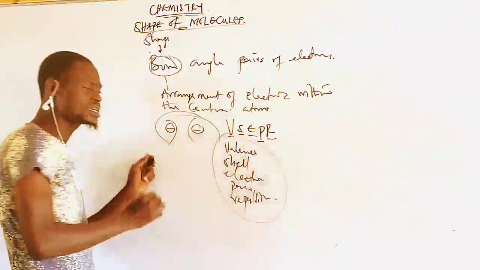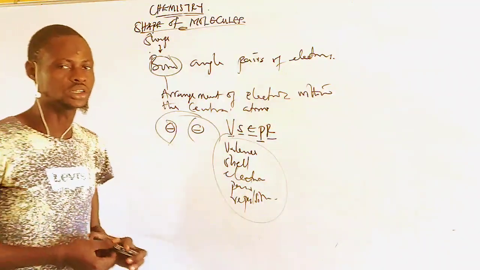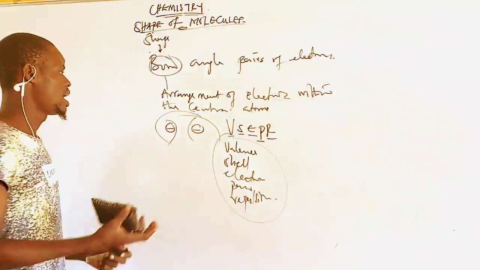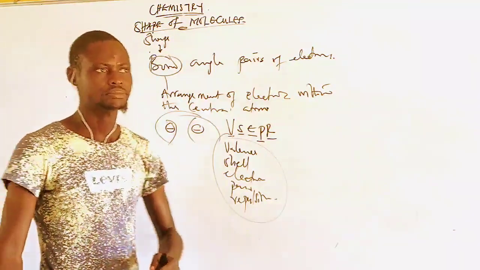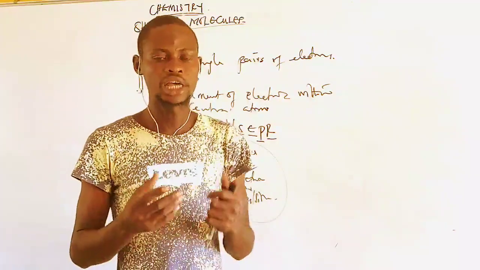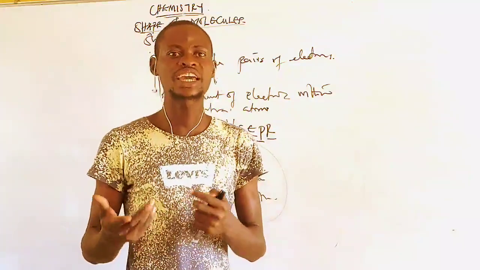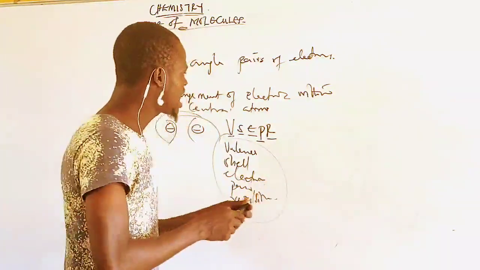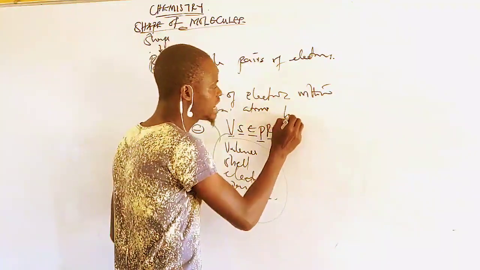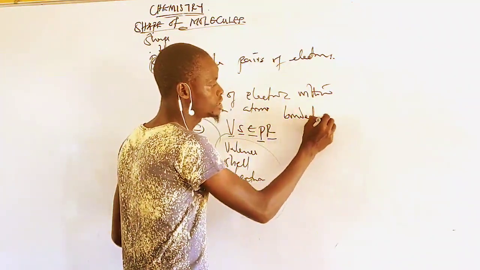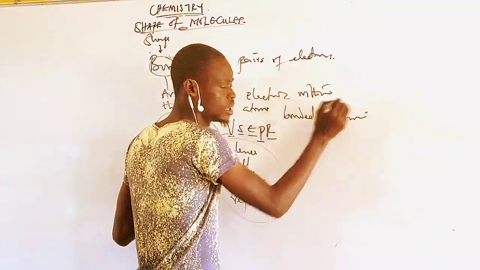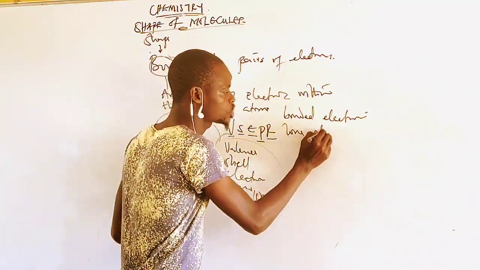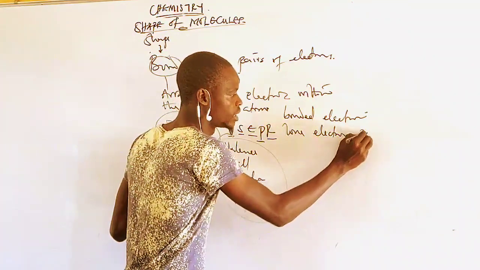Now, what is this theory explaining to us? What is it all about? Let me show you something. I just want you to know that in a molecule, there are two different kinds of electron pair that can be there. We can have what we call a bonded electron pair, or we can have what we call a lone electron pair.